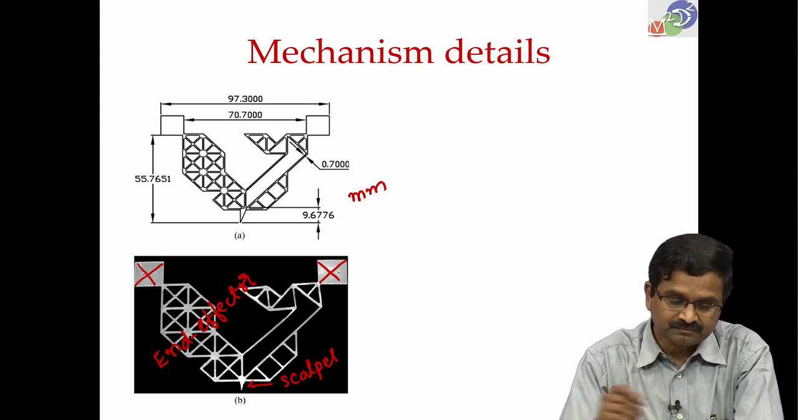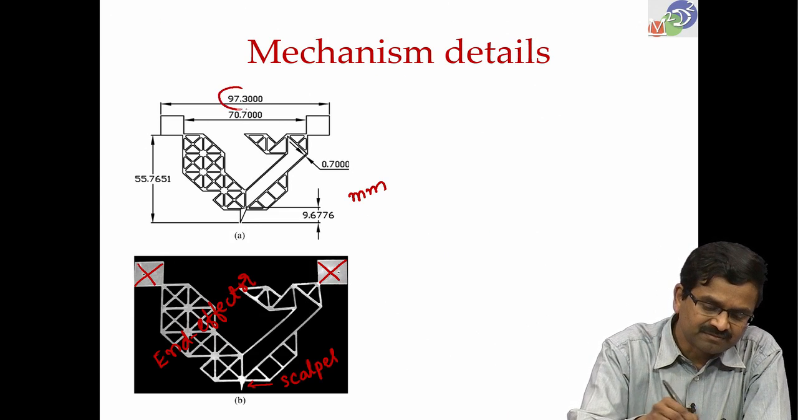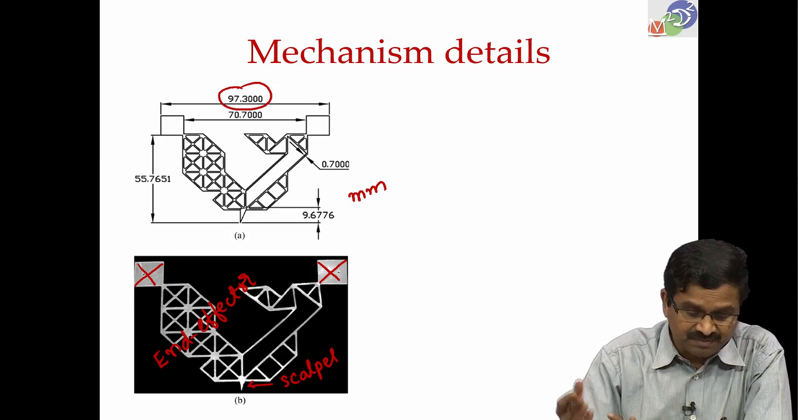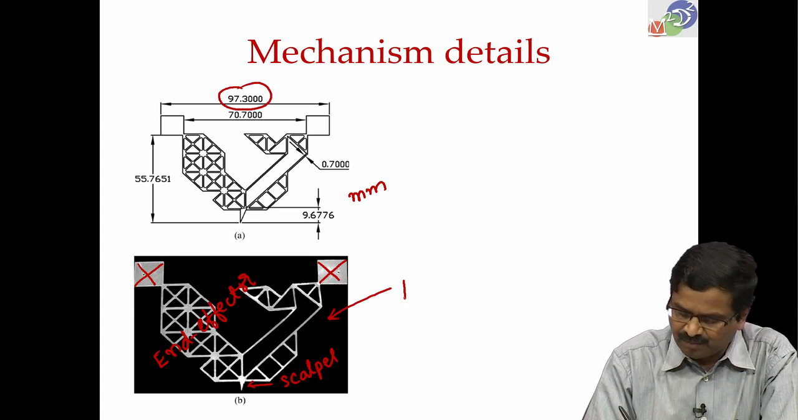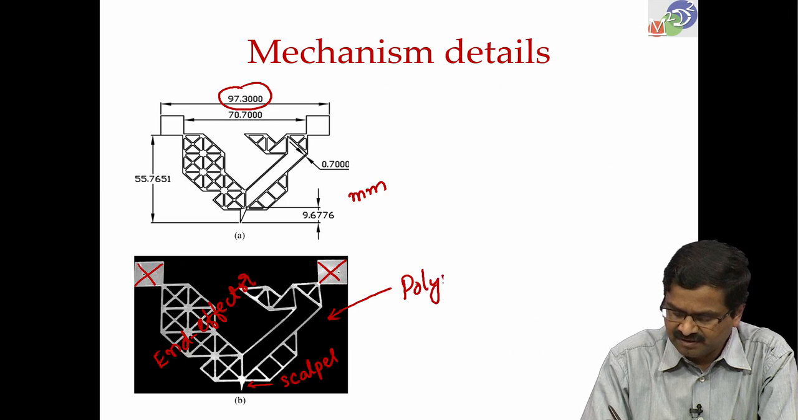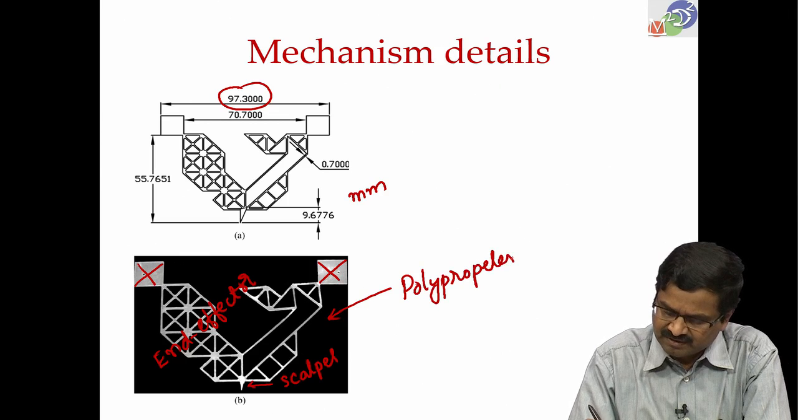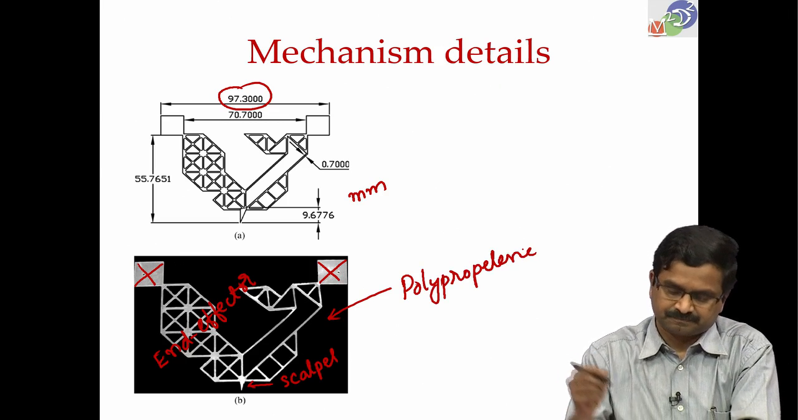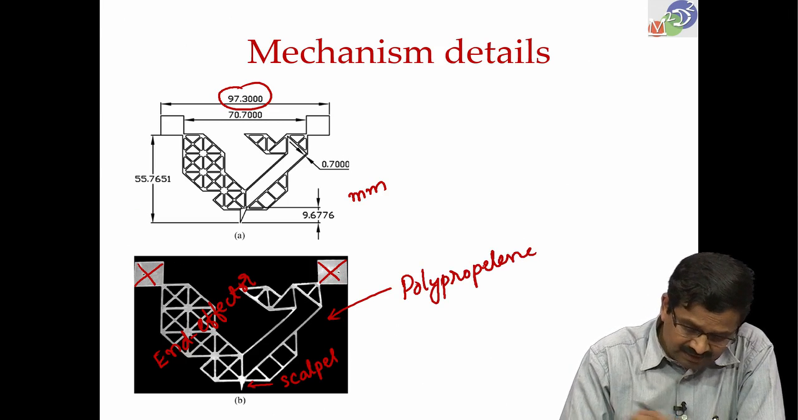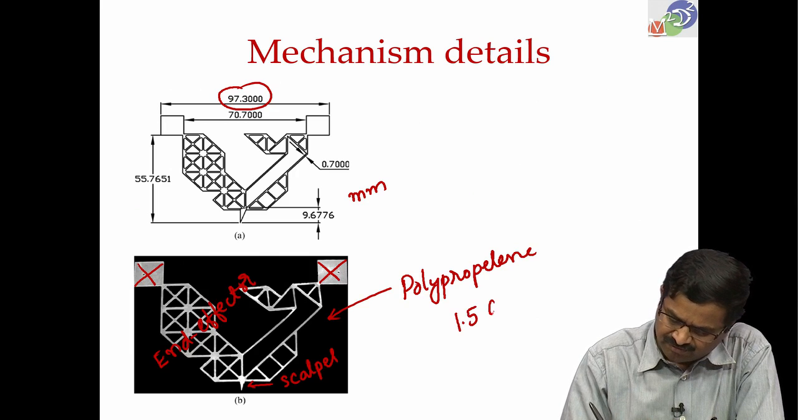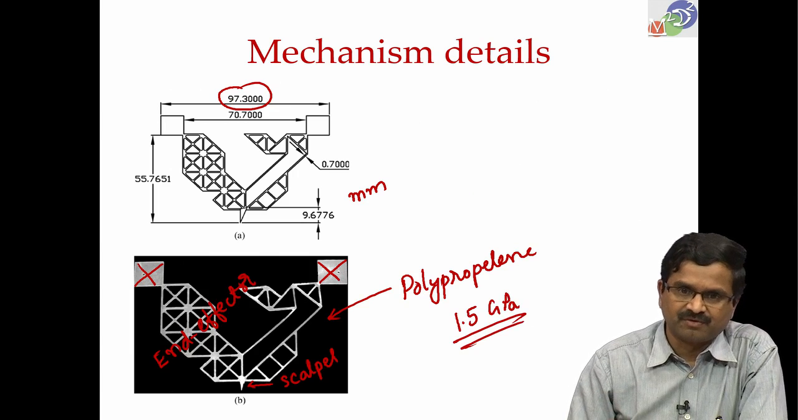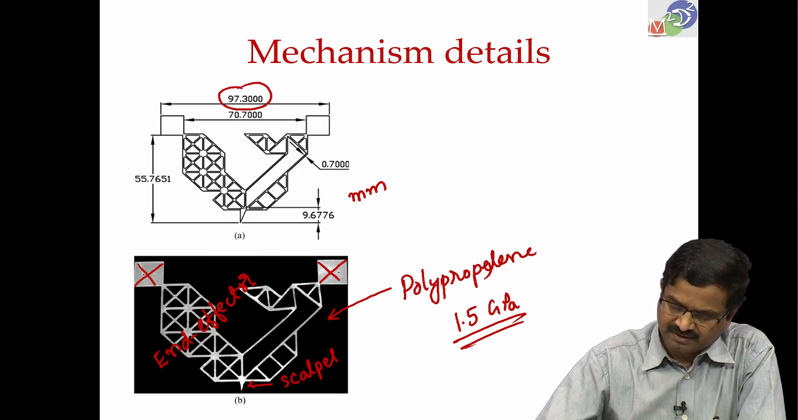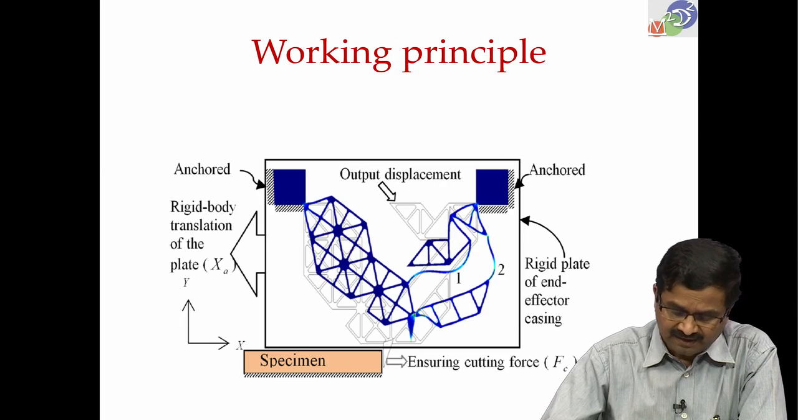The dimension is 97.3 millimeters and so forth. It's a big device made of this material here, polypropylene. This has a Young's modulus of about 1.5 gigapascals, roughly what we had found, okay, polypropylene. And here is how it works.